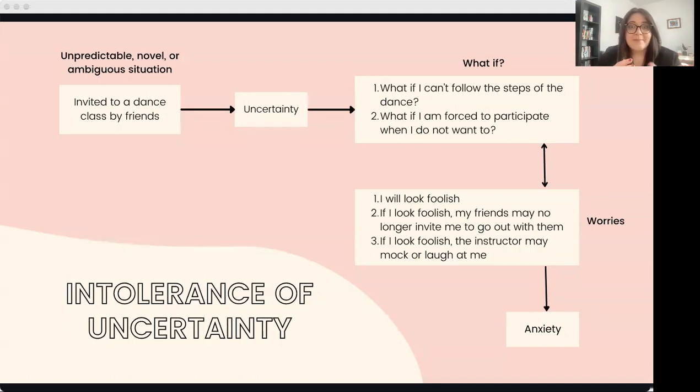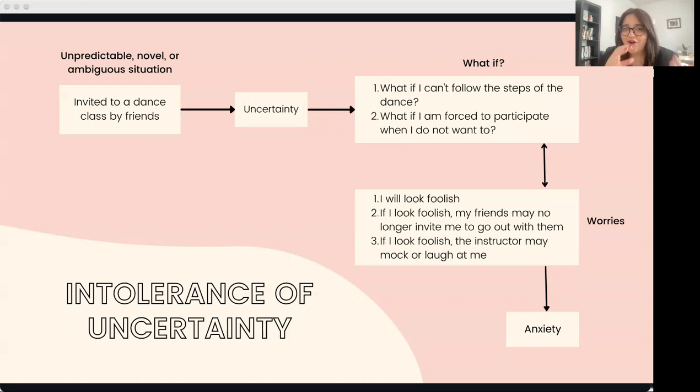So for example, I might look foolish. And if I look foolish, my friends may never invite me out in public again. Or if I look foolish, the instructor may mock or like publicly laugh at me. And that can then feed back into more what if statements, which then leads to even more worries. And that eventually leads to a state of high anxiety.